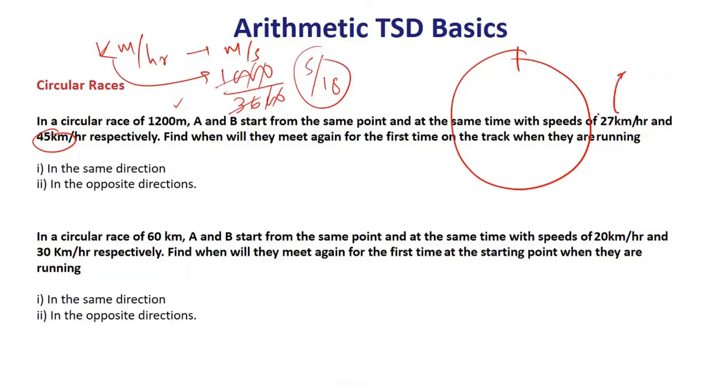So 27 times 5 upon 18 becomes 7.5 meter per second. For 45, you do 5 times 2.5, so 12.5 meter per second. So this is 12.5 and this is 7.5.